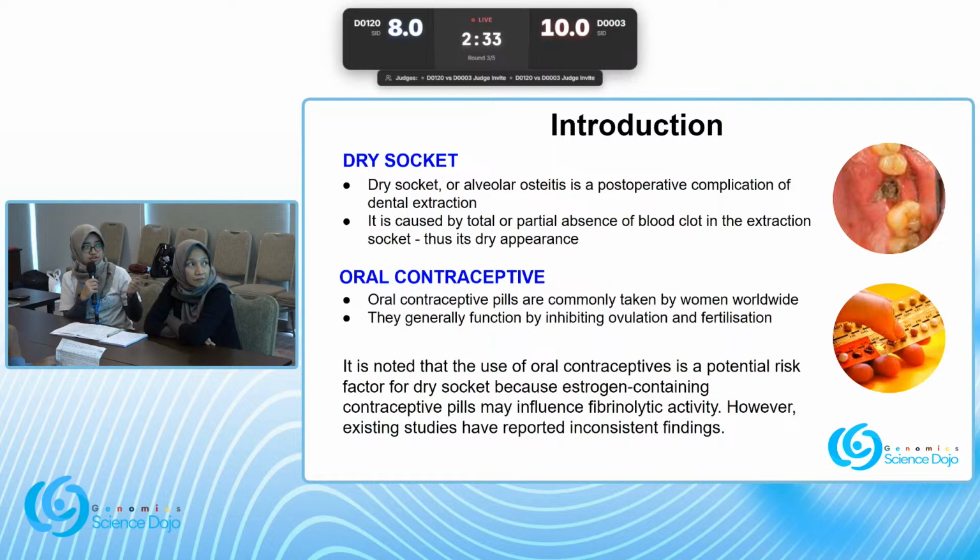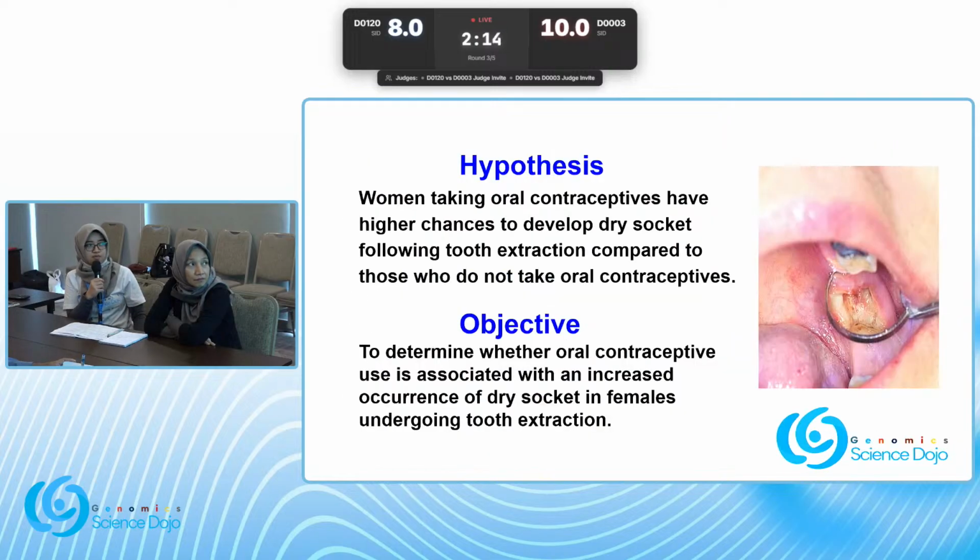Oral contraceptives are commonly taken by women worldwide, including Indonesia, and they function by inhibiting ovulation. It is noted that the use of oral contraceptives may increase the chances of developing dry socket because of the estrogen in them. However, the studies have inconsistent findings. The hypothesis of the study is that women taking oral contraceptives have a higher risk of developing dry socket following extraction compared to those who do not. The objective of the study is to prove the hypothesis.